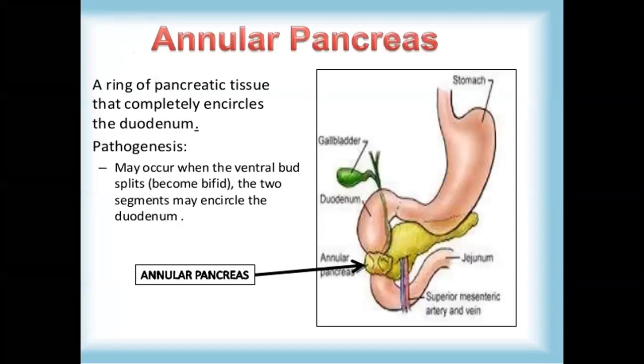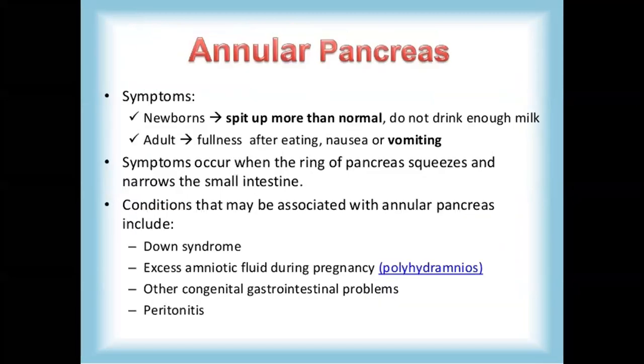Now the third one comes: what is annular pancreas? It's a ring of pancreatic tissue that completely encircles the duodenum, as shown in the picture. It may occur when the ventral bud splits and becomes bifid. The two segments may encircle the duodenum. Now, what are the symptoms? In newborns, they spit up more than normal and do not drink enough milk. That's the warning sign. In adults, it is fullness after eating, nausea, or vomiting.